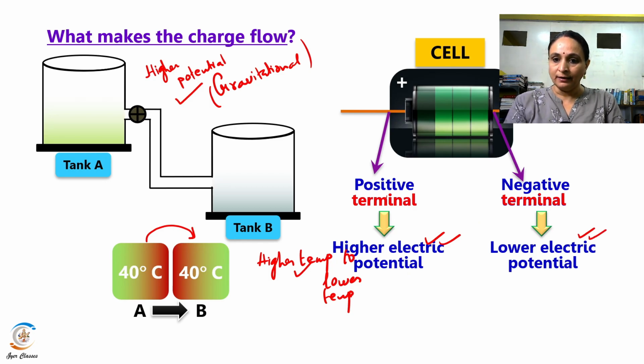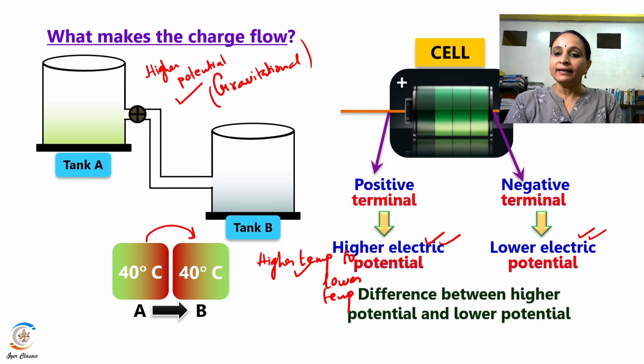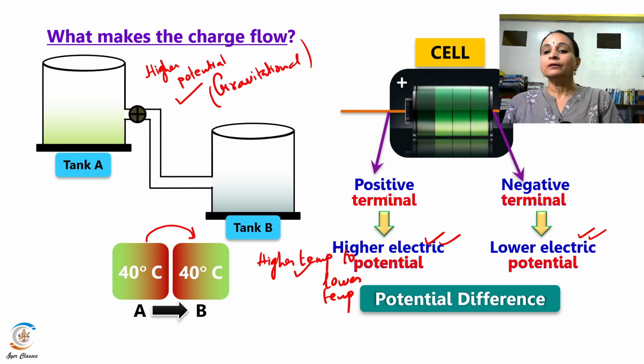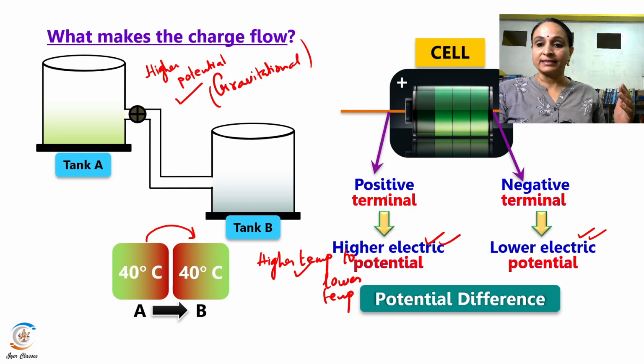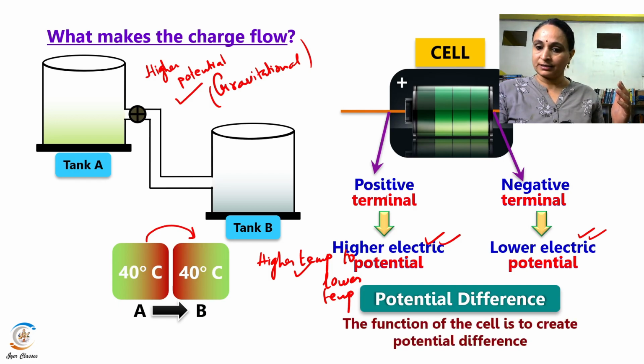Now this cell, we are going to connect it, and then find out what is the direction of the current. The difference in the potential between the positive terminal of the cell and the negative terminal of the cell is called the potential difference. Okay, now what is the function of the cell? That means what is the use of the cell?